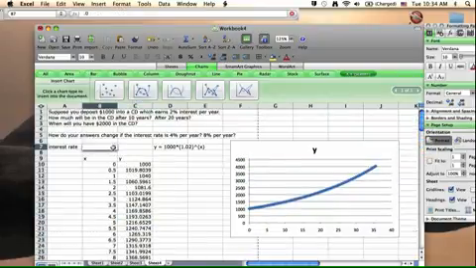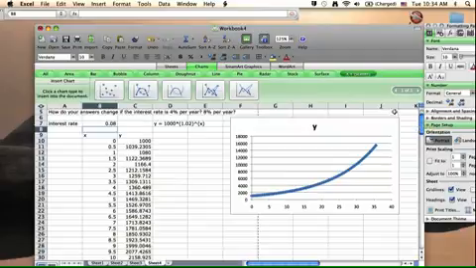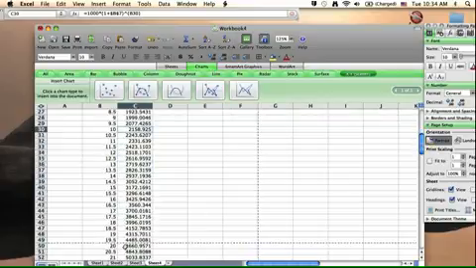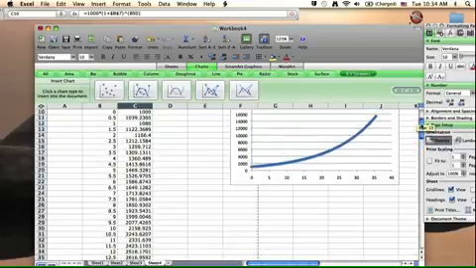I'll change it to 8% now. Look at that, the graph became even more concave up, increases faster over here. After 10 years, you're already over 2,000. After 20 years, you're getting close to 5,000. And it reaches 2,000 about 9 years into it.